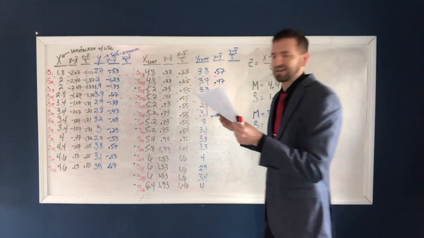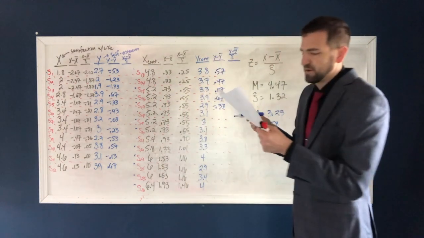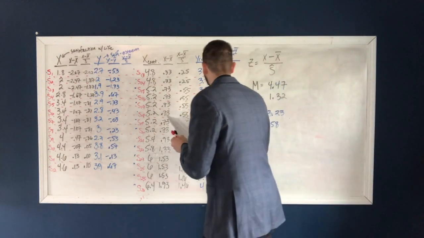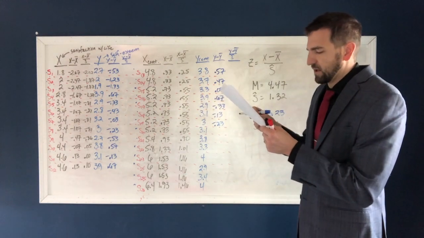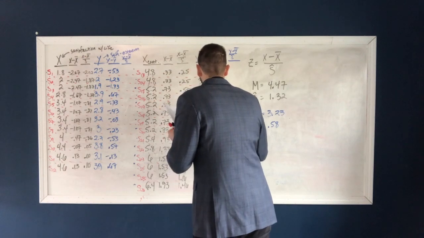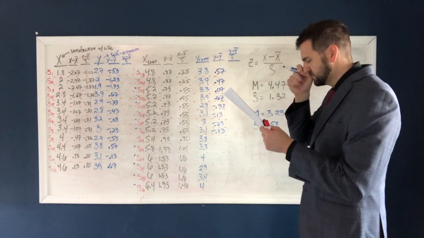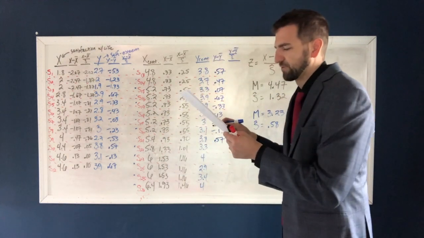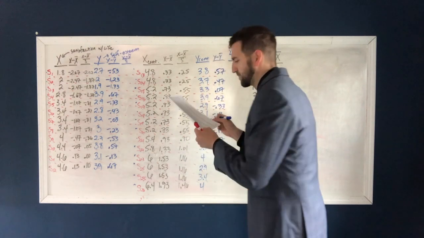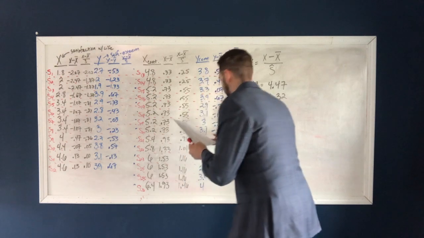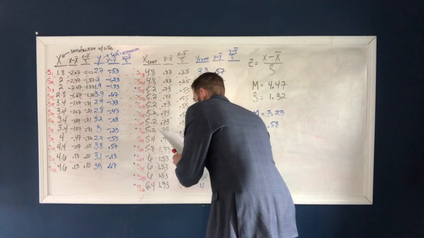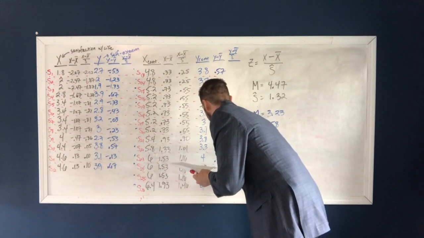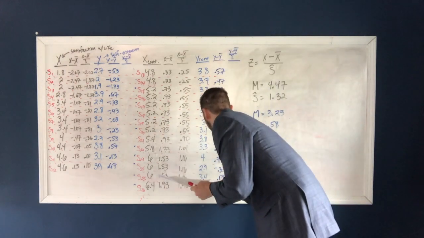2.9 minus 3.23, we're going to get negative 0.33. 3.1 minus 3.23, we're going to get negative 0.13. 3 minus 3.23, we're going to get negative 0.23. 3.1 minus 3.23, negative 0.13. 3.8 minus 3.23, 0.57. 3.3 minus 3.23, 0.07. 4 minus 3.23, we're going to get 0.77. 2.9 minus 3.23, we're going to get negative 0.33. 3.4 minus 3.23, we're going to get 0.17. 4 minus 3.23, we're going to get 0.77.